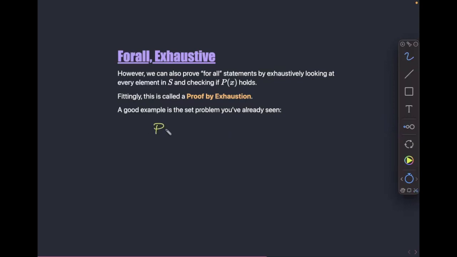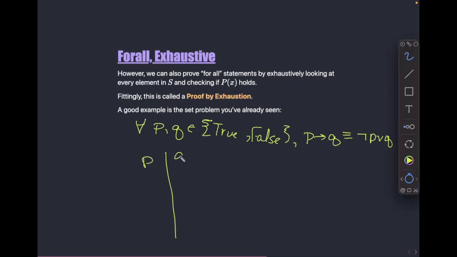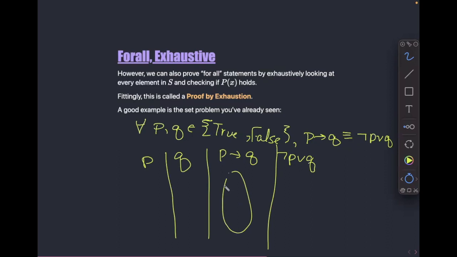A common example you did was truth tables, right? Because for P and Q in the set, P and Q are either true or false. And then I'm trying to show that for all P and Q in the set true or false, P implies Q is equivalent to not P or Q. You just showed that using your truth tables: you did your values for P, your values for Q, and then you show that these will have the same values. This is a proof by exhaustion because we're using all possible values of P and Q in the set.